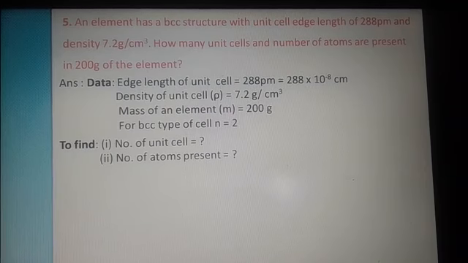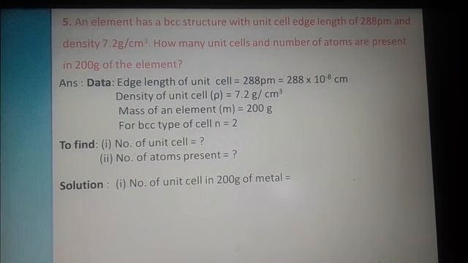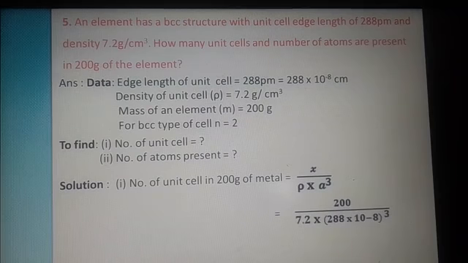Number of unit cell. देखना क्या है हमें यहाँ पर? नंबर ऑफ यूनिट सेल कितने हैं और नंबर ऑफ एटम्स कितने प्रेजेंट हैं, ये हमें यहाँ पर डिटरमाइन करना है. अब सबसे पहले हम लोग क्या लिखेंगे यहाँ पर? जब हमें नंबर ऑफ यूनिट सेल निकालने हैं 200 ग्राम ऑफ मेटल में. For that, we are using the formula x, that is the mass of the element, divided by rho into a cube, that is density into a cube. All the things are given to us. 200 divided by 7.2 into 288 into 10 to the power minus 8 cube. Determine the answer.